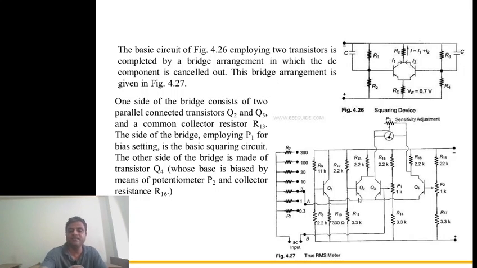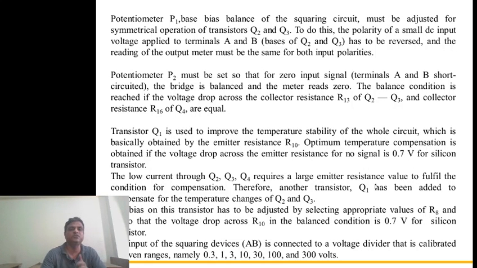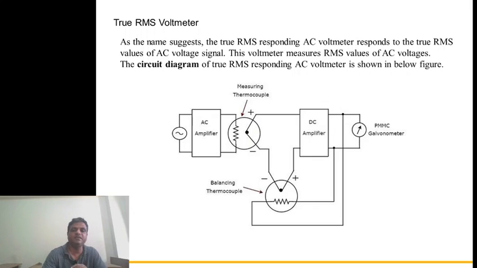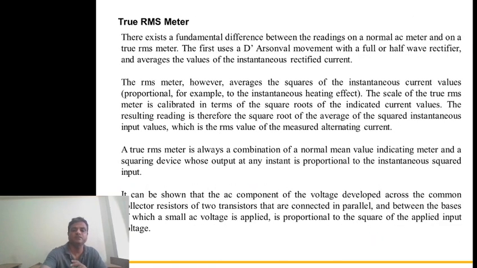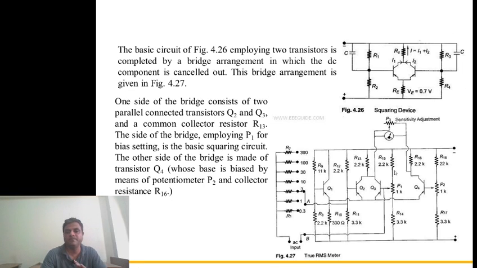To maintain this symmetry, what they try to achieve is to make P1 equal to 0. Similarly, potentiometer P2 must be set for 0 input signal. The bridge is balanced. Similarly, if you make this a balanced bridge combination, this particular bridge is balanced, again to make this also equal to 0.